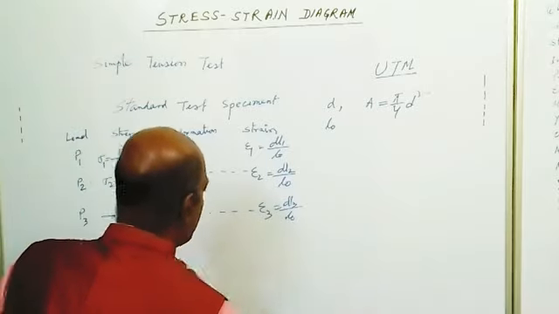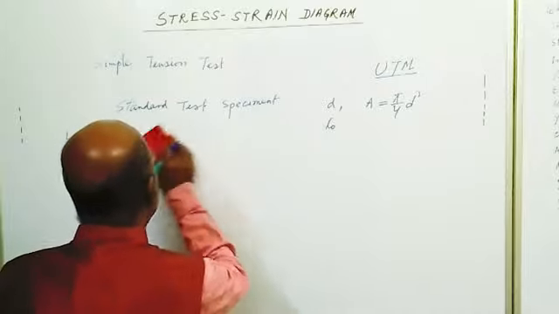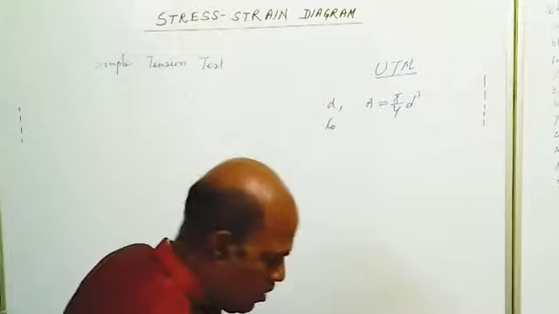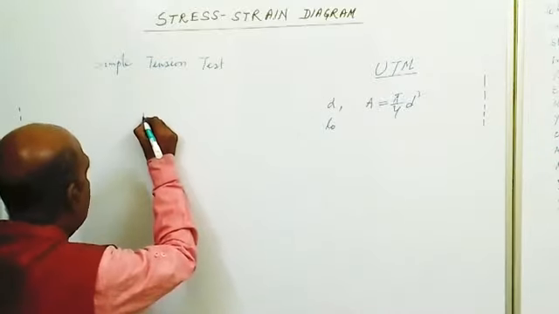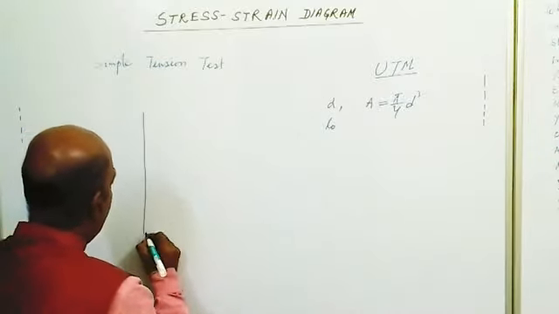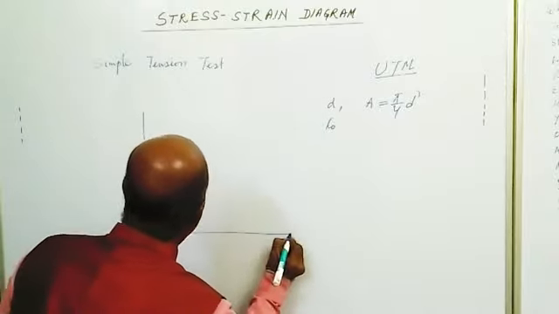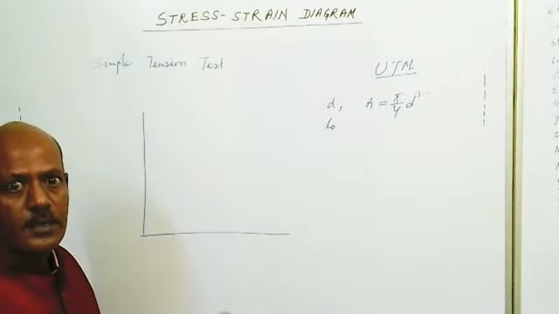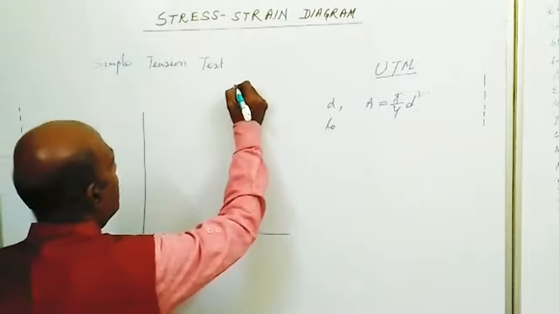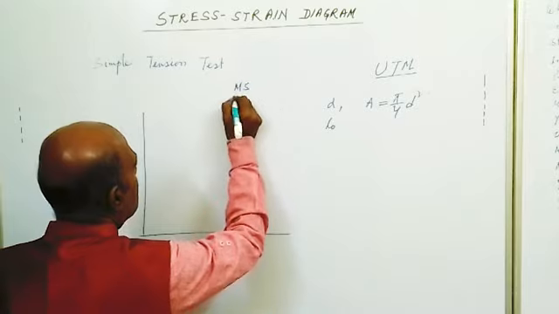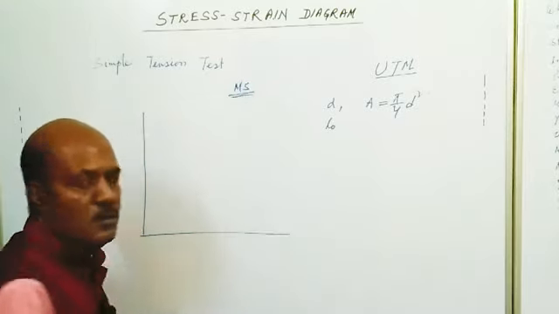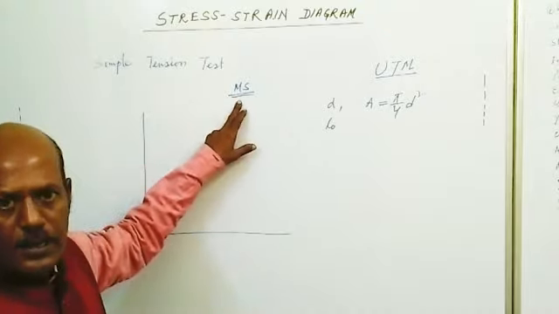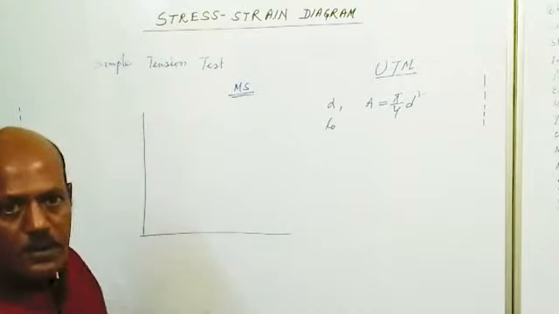Now if we plot these stress and strain values on graph paper, the first test carried out is for a ductile body like mild steel. We are considering mild steel because of its enormous use in industry. That's why we are taking mild steel for the analysis of the simple tension test.